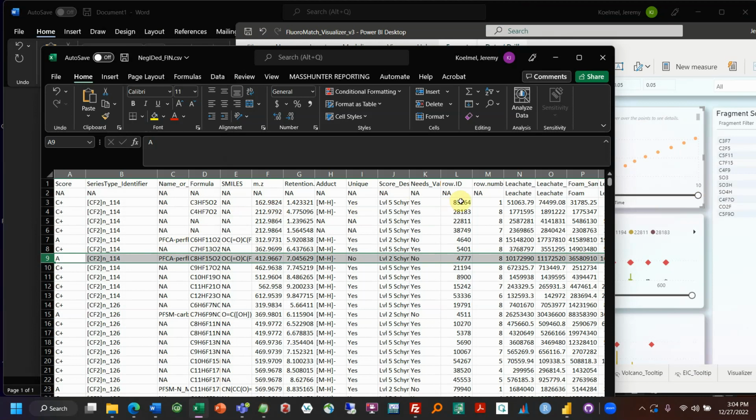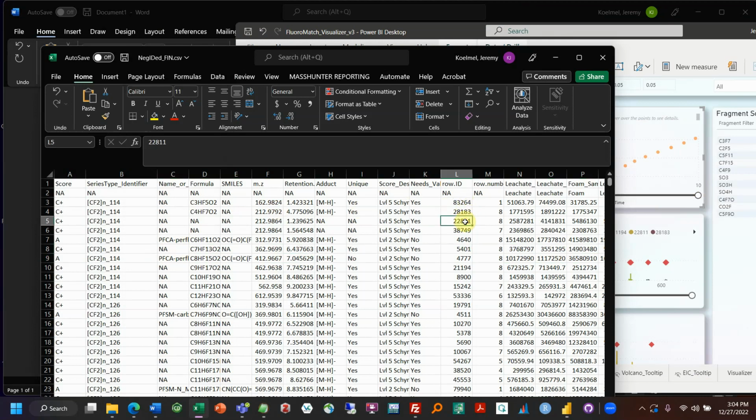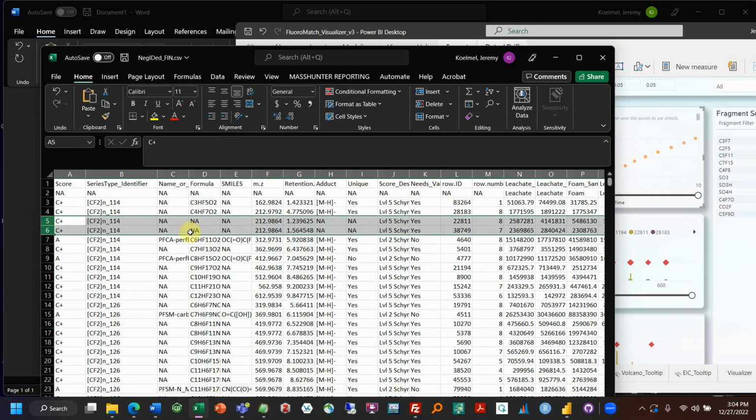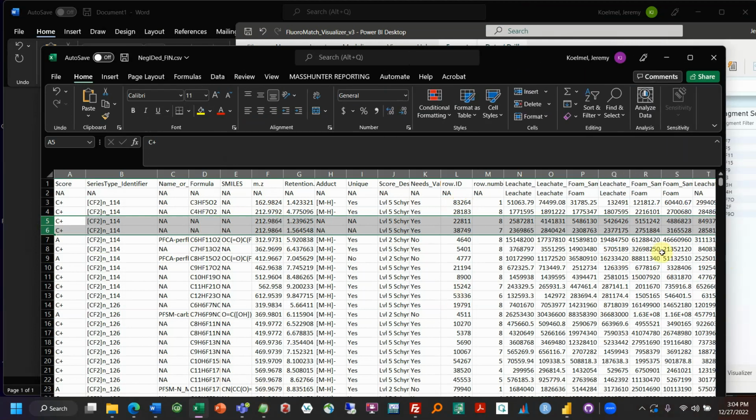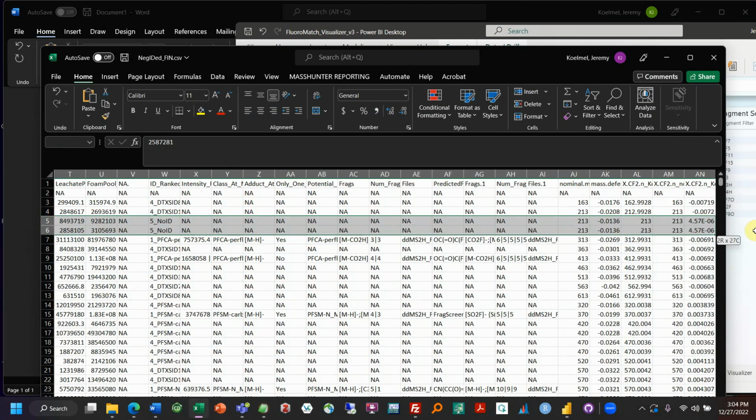So here is 22811 and 38749. And so these are the two that are false positives. You note that they don't even have a formula, so they didn't match exactly with the accurate mass anyway. Now, going into these, we can scroll to the right.